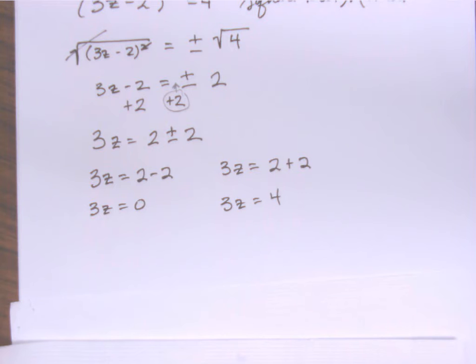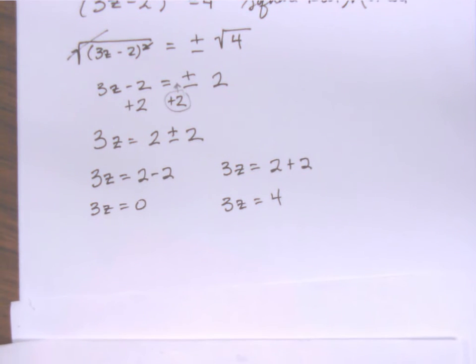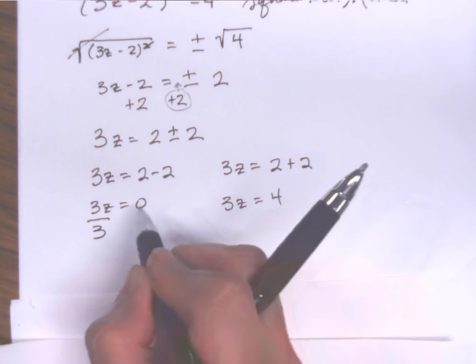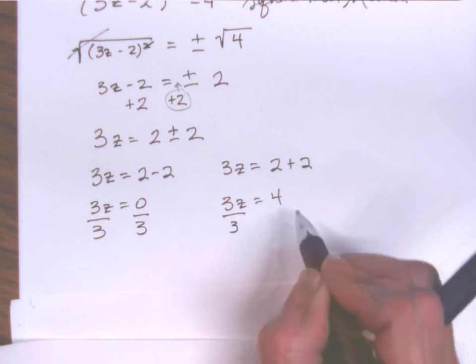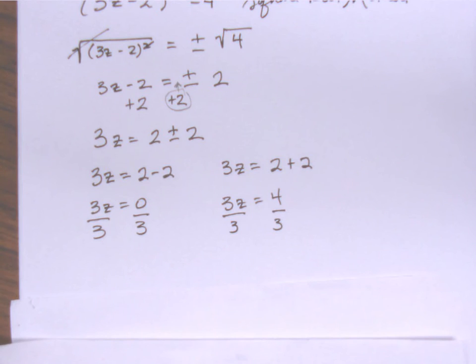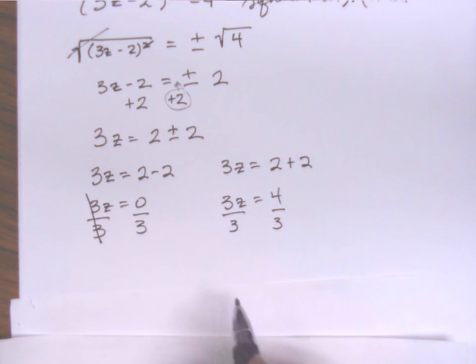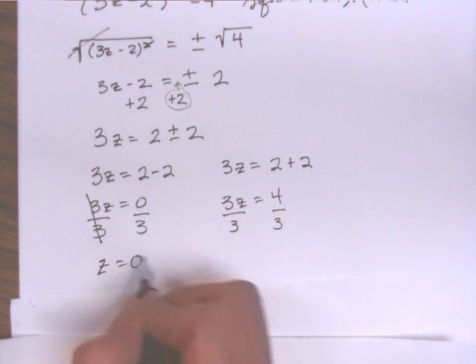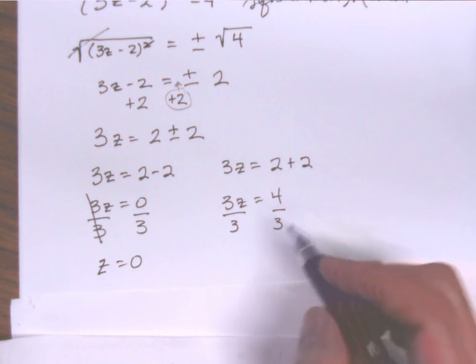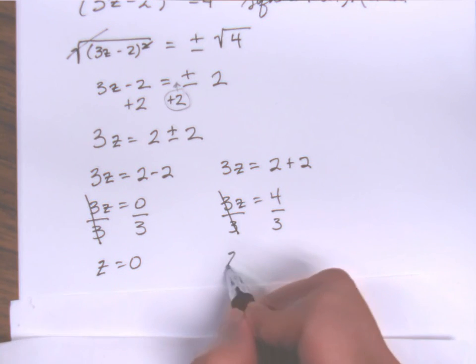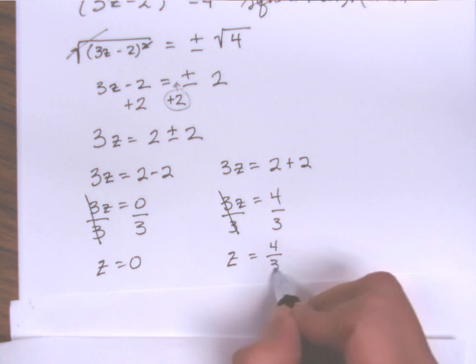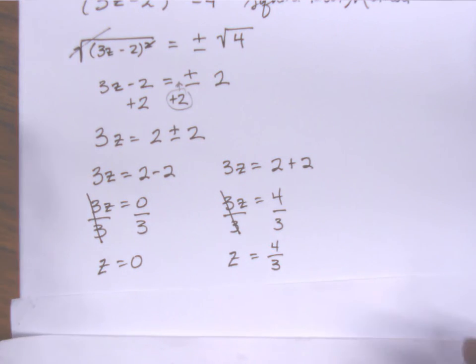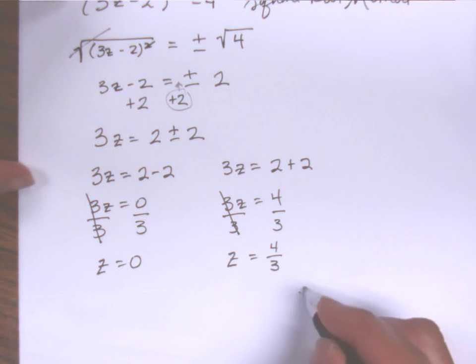Okay, almost there. I need to divide both sides by 3. I needed to do it in all of the equations I have. This reduces to 1, so I'm left with z equals 0. And again, for my second equation, this reduces to 1, and I'm left with z equals 4/3. And we're done.